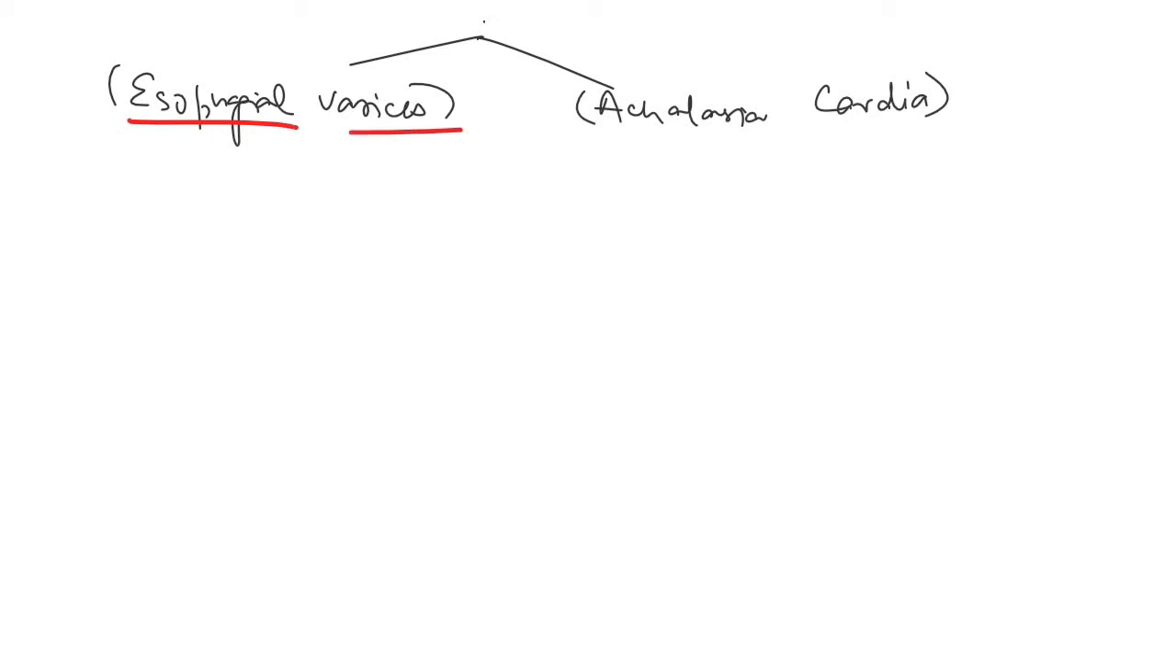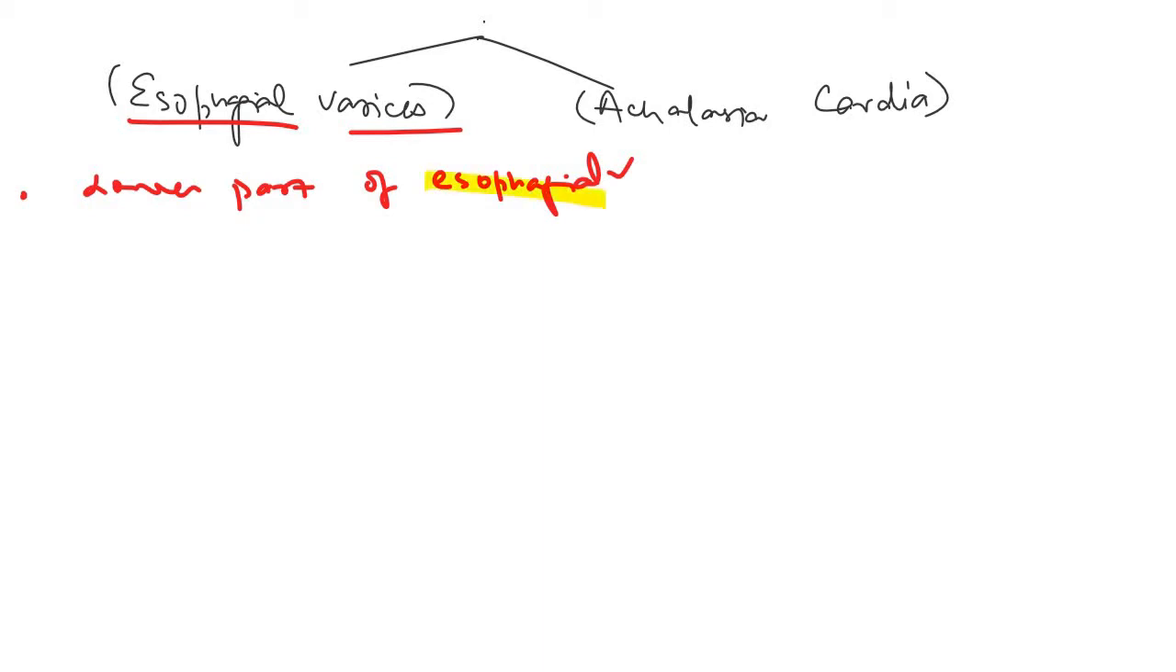Now esophageal varices is a condition in which, if we look at the lower part of the esophagus, or the lower one third of the esophagus, there are dilated esophageal veins. And if these dilated esophageal veins are present, we call it esophageal varices.